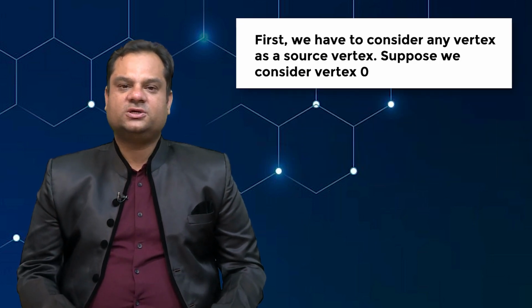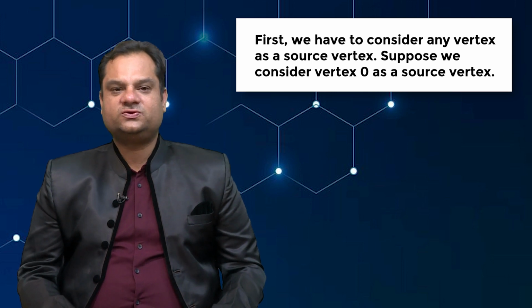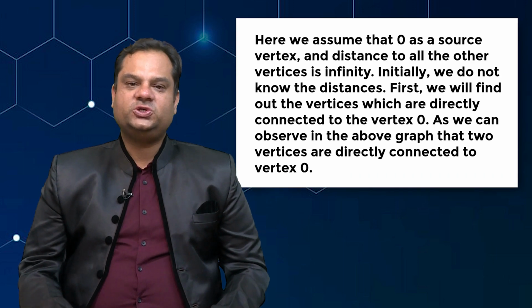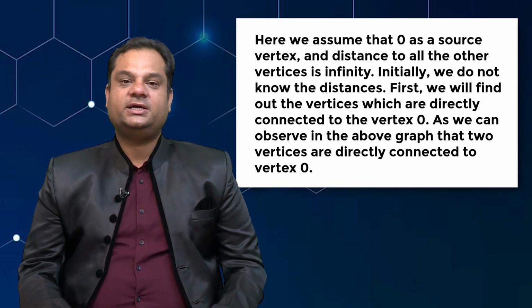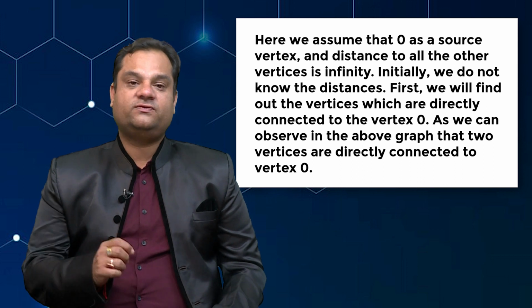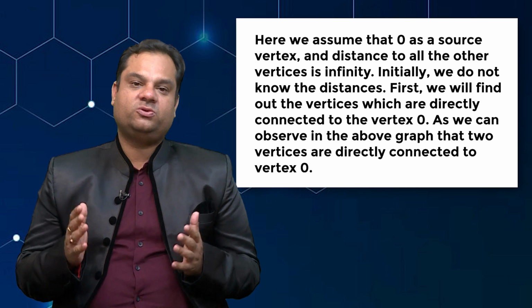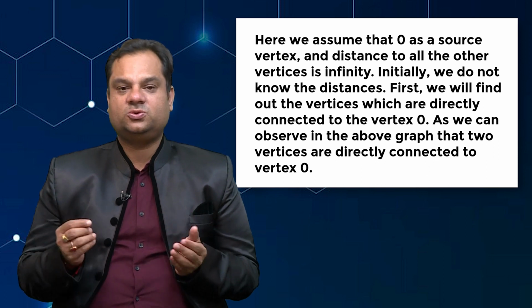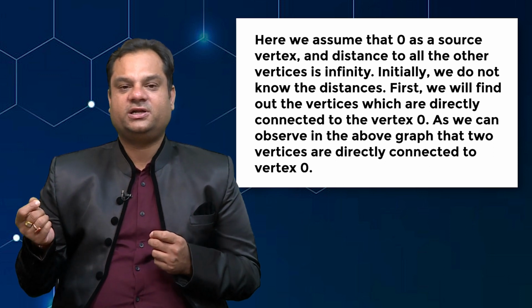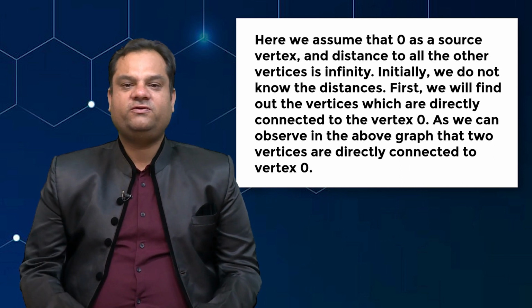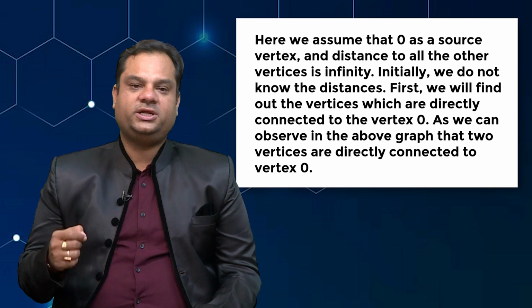First, we have to consider any vertex as a source vertex. Suppose we consider vertex 0 as the source vertex. Here we assume that 0 is the source vertex and the distance to all the other vertices is infinity. Initially we don't know how much the cost will be to reach a particular vertex in the graph, so initially we put the value infinity. We do not know the distance.